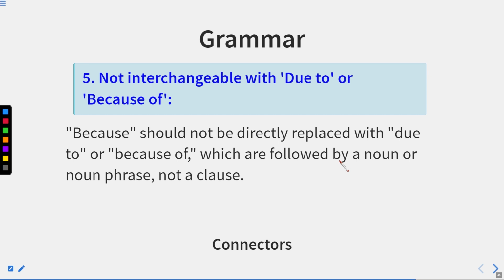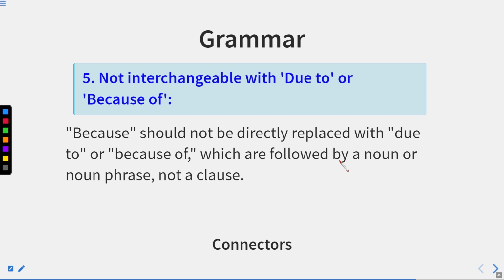Not interchangeable with due to or because of. Now, if the word is because, it should be because only. It cannot be substituted with due to or because of. As I told you earlier as well, after because of, we can have a noun, but after because, we can have the entire structure of the sentence, that is subject and verb. Because should not be directly replaced with due to or because of, which are followed by a noun or a noun phrase, not a clause.